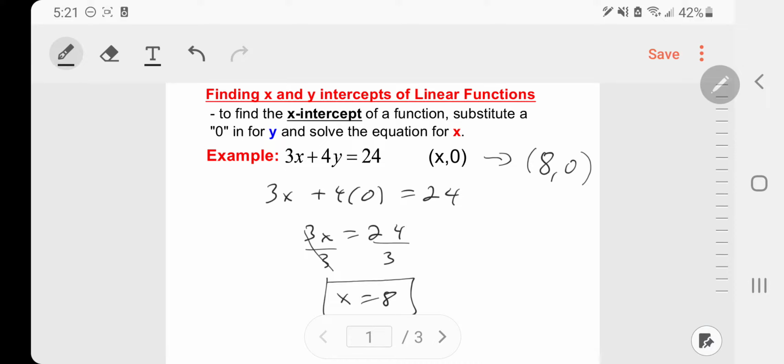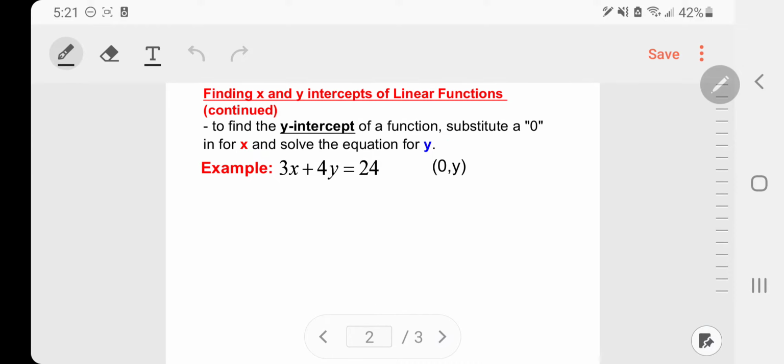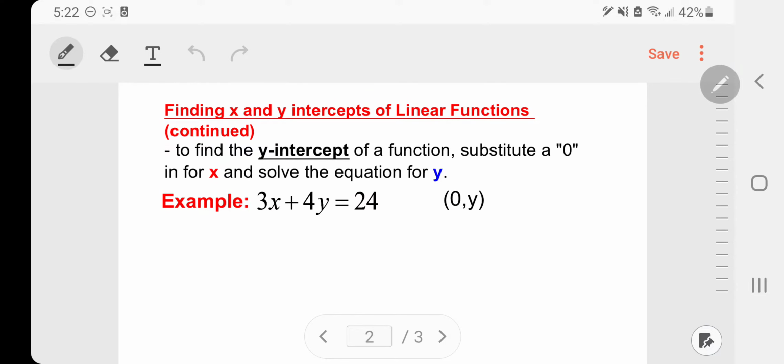Now let's take a look at how to get the y-intercept. Okay, so common sense, kind of same equation. If we're looking for the y-intercept, we know that it's going to be the opposite, meaning that our x value, whenever it's a y-intercept, is going to be 0, and we are going to be looking for our y value. Okay, so same idea, just we're going to plug in 0 for x this time instead of y, and we're going to solve for y.